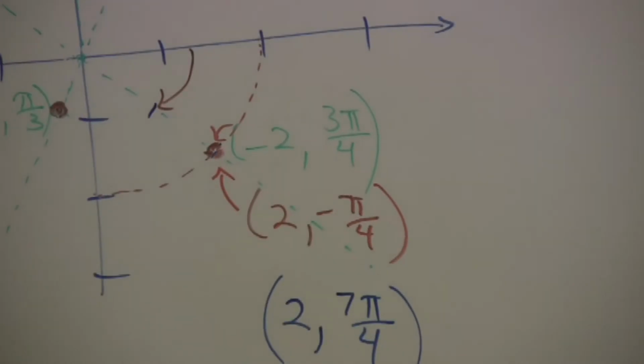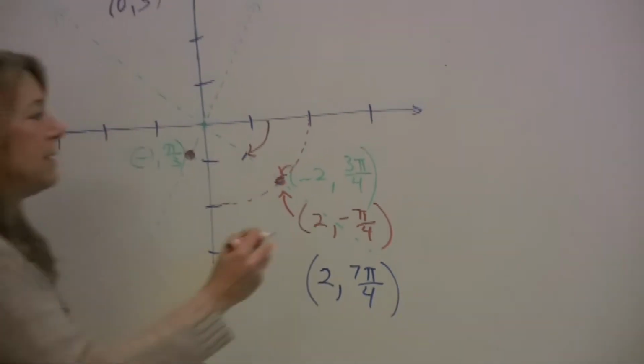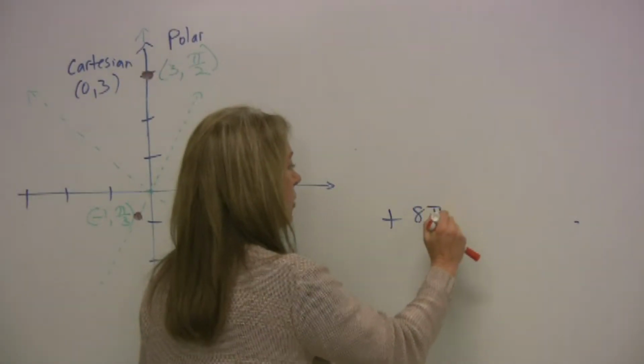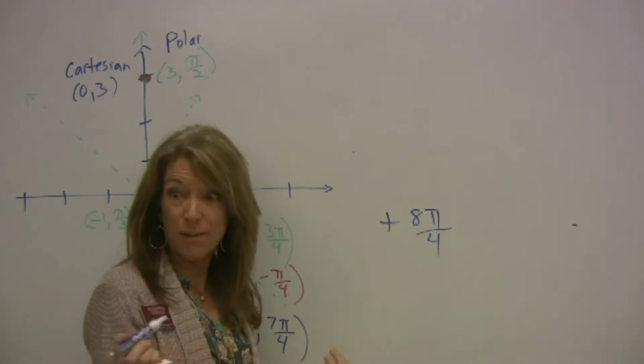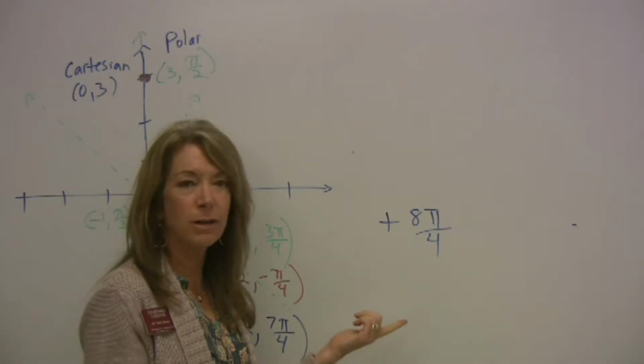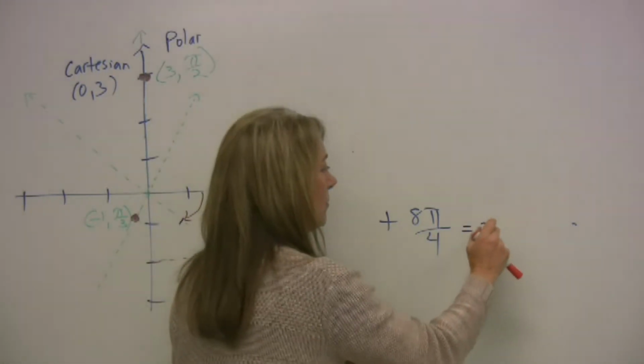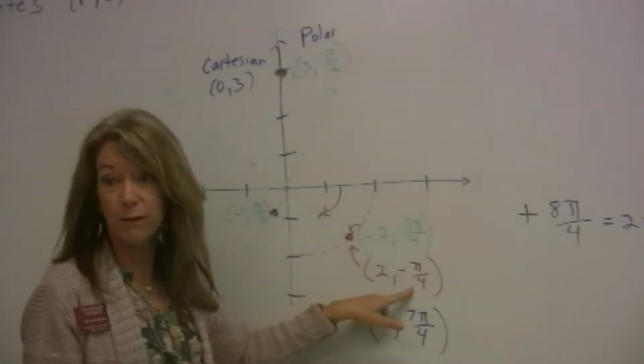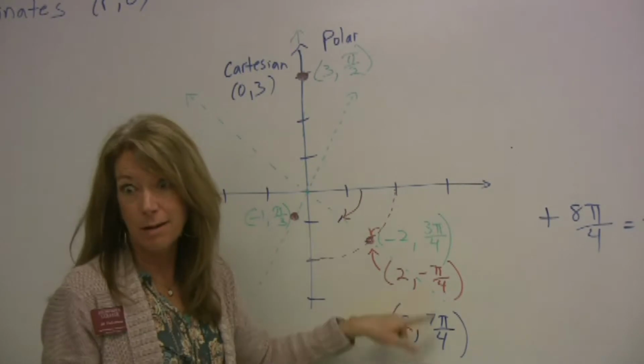Is there a trick where you just add like 8 pi over 4? Yeah, he says just add 8 pi over 4, or you could subtract 8 pi over 4. Because what's 8 pi over 4? 2 pi. So we could add 8 pi over 4 to this, we could add 8 pi over 4 to that. If you add it to this one, it gives you this one.